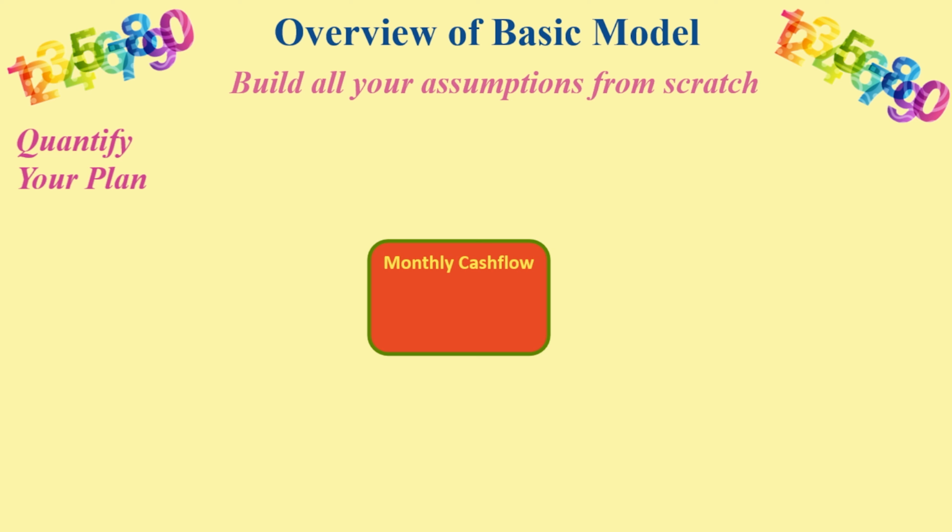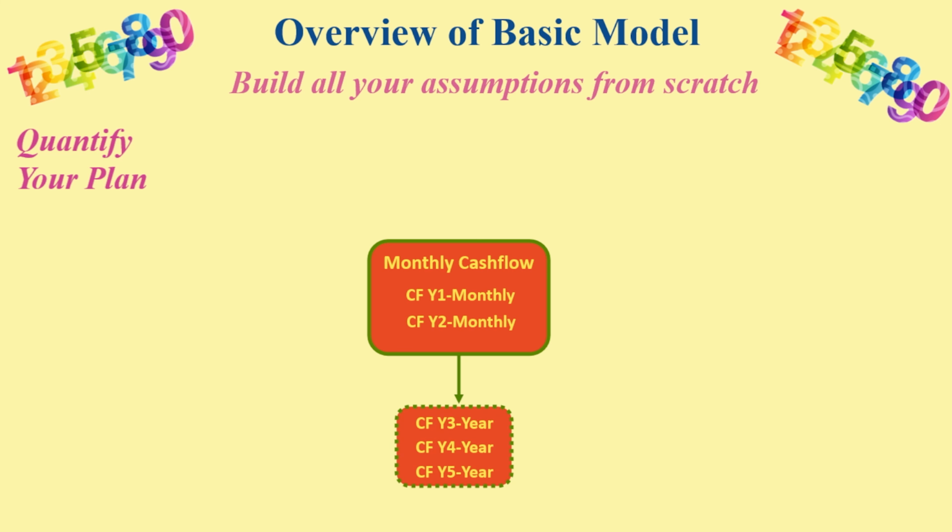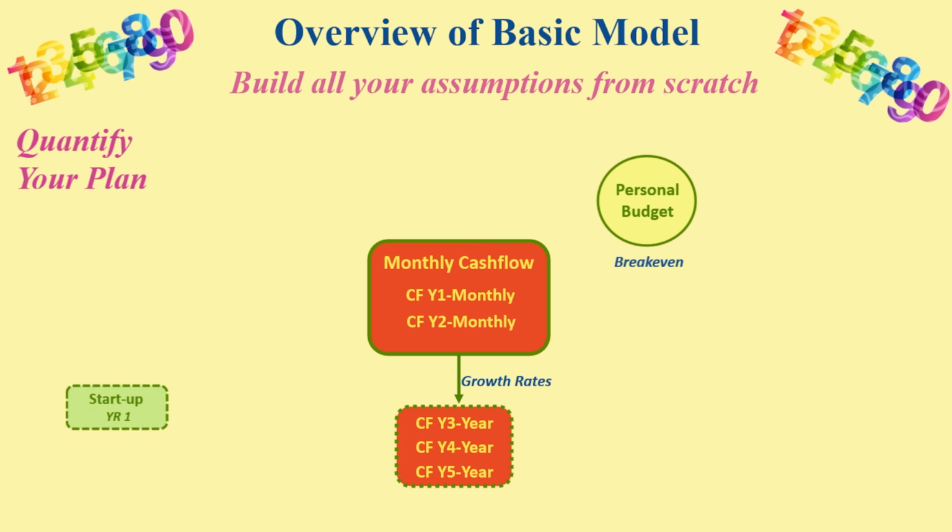At its core are the monthly cash flow reports for year 1 and year 2. This data automatically feeds years 3 through 5 using growth rates that you enter on the tab for each of the years. On the personal tab, you enter the owner's personal budget. This is the minimum budget we talked about, the break-even point. There is also a startup tab for year 1. You can enter sources and uses of funds here.